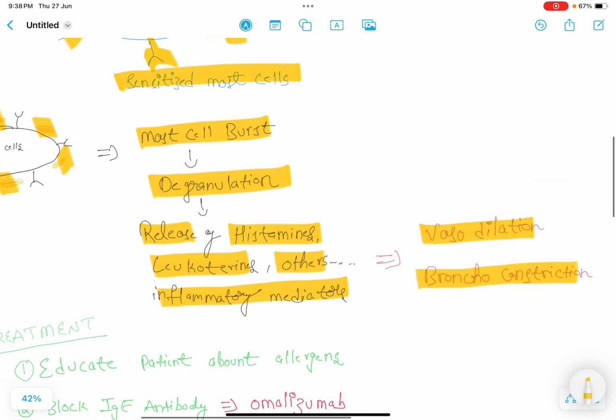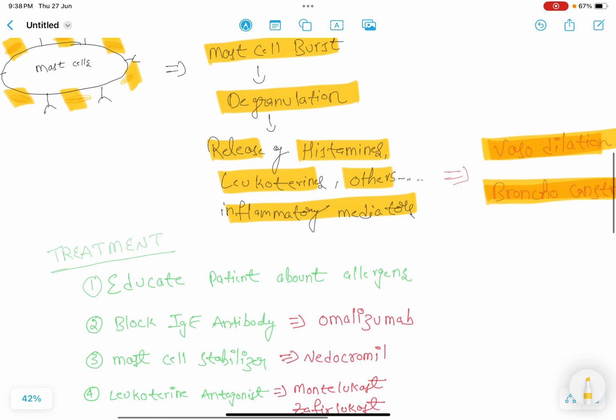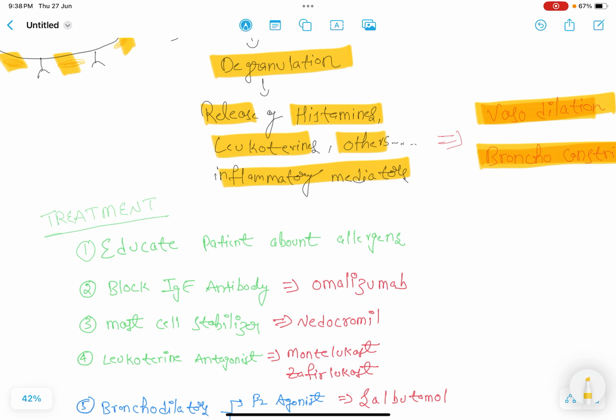We know that in asthma there is a difficulty in the breathing and this difficulty in the breathing is because of the bronchoconstriction. And we know in asthma the skin becomes red color and this all happens because of the vasodilatation. Now how to treat the asthma.